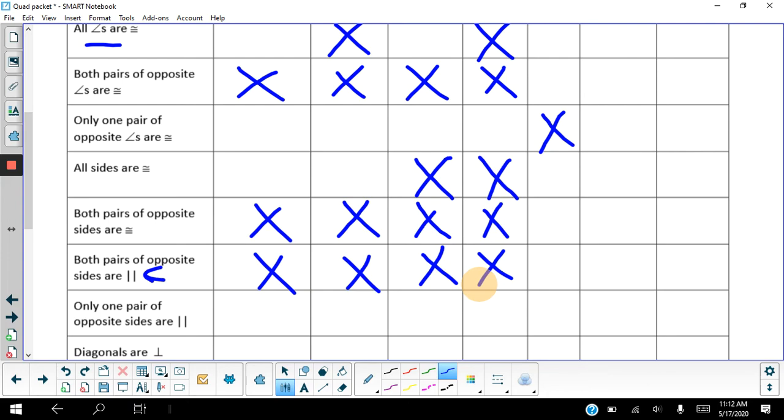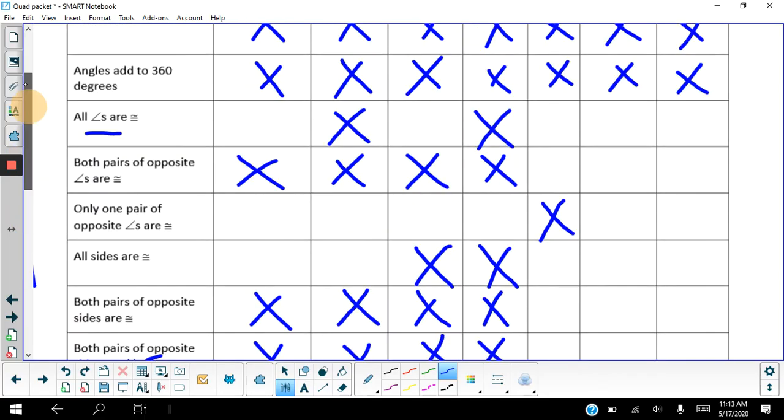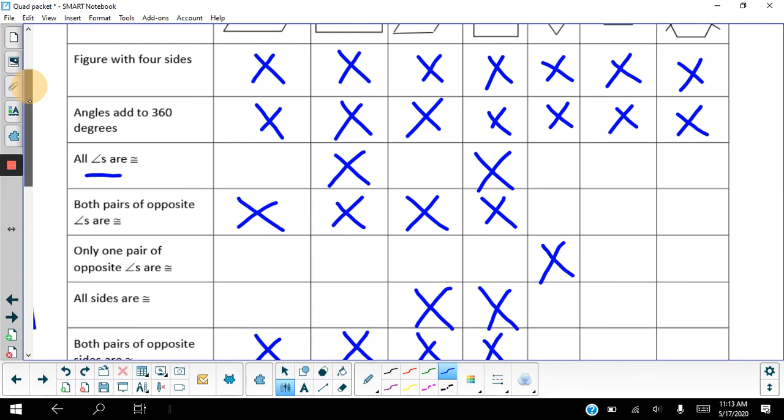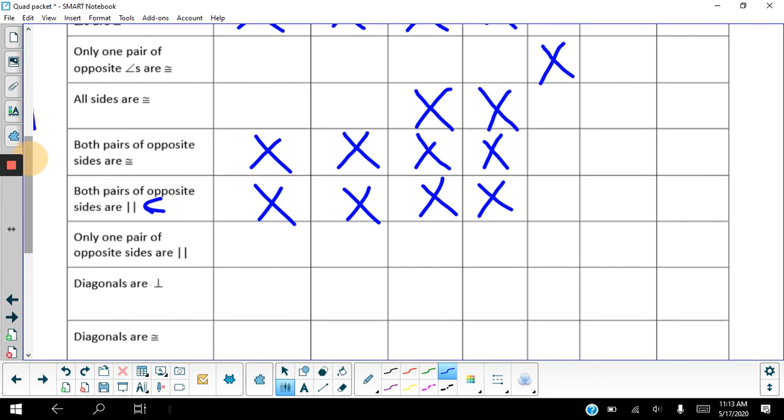Now it says this. Now this is where things get a little bit different. It says only one pair of opposite sides are parallel. Only one pair. That is true in the shapes. Okay, only one pair of opposite sides is parallel. That's true in a trapezoid and an isosceles trapezoid. So that's going to go here.